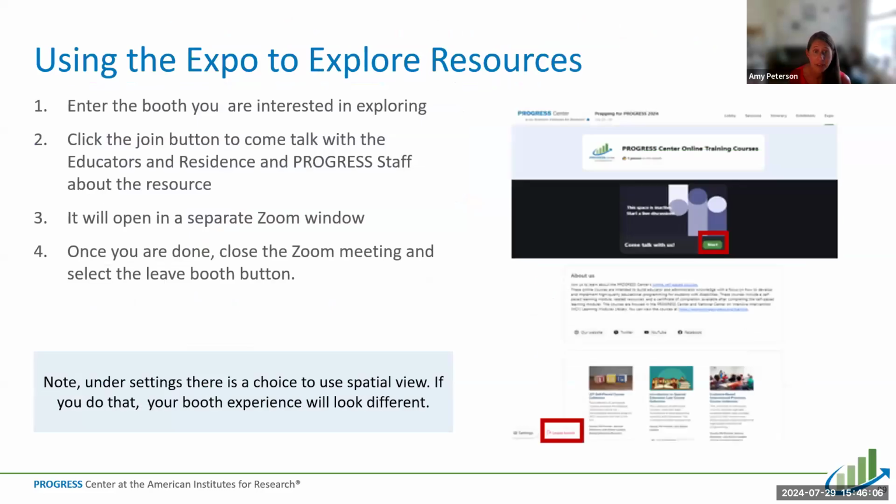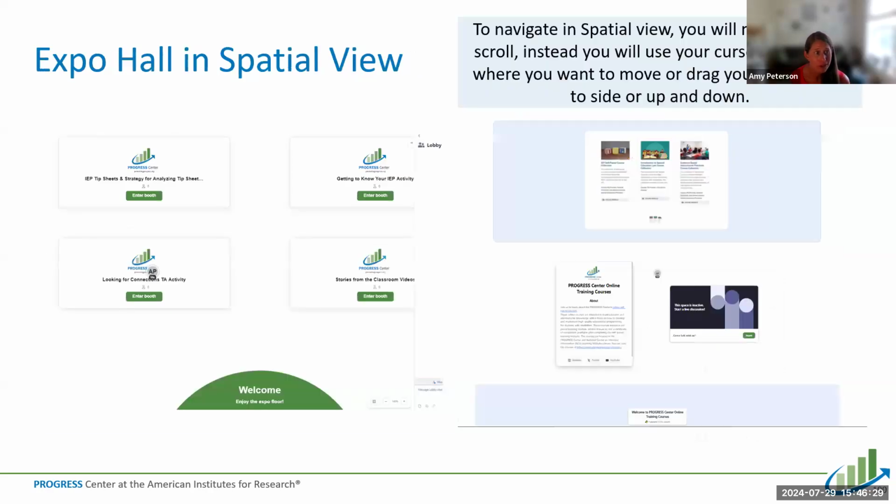And yeah, you'll just navigate in, you'll click enter booth, you'll see a screenshot that looks like this that will say the Progress Center resources. You'll click join if you want to join and have a conversation. You can also just watch the conversation from the outside, so you don't even have to join, but we hope you'll join and talk to us. And then you can leave the booth at any point just to explore something else. So we hope that you'll join us there.